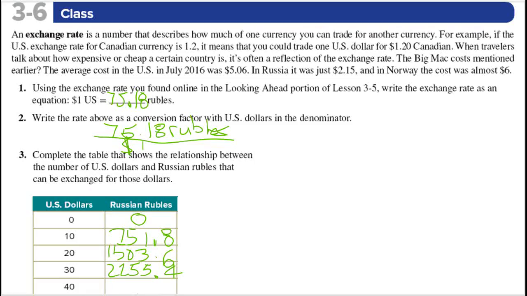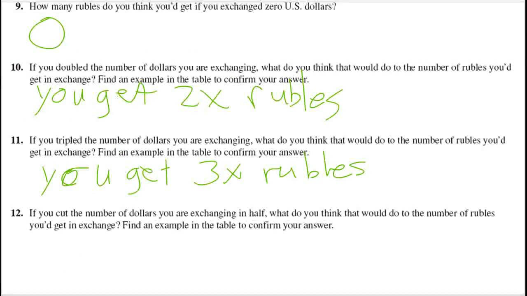You could see that though by taking 1,503.6 divided by 75.18 on your calculator. You should get 2. You should get 3 when you take 2,255.4 divided by 751.8. If you don't, email me and let me know I messed up the table somehow. When you answer question 6, restart the video.